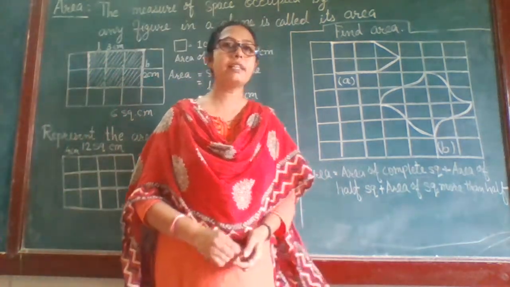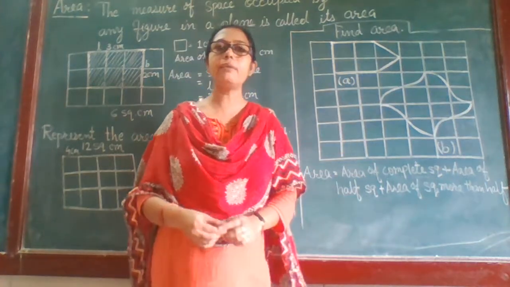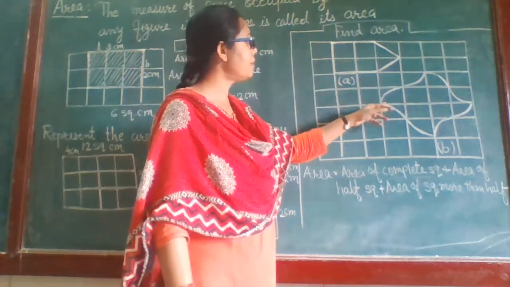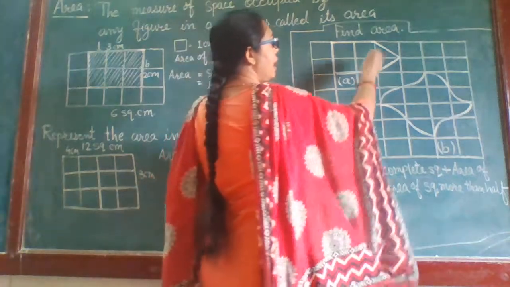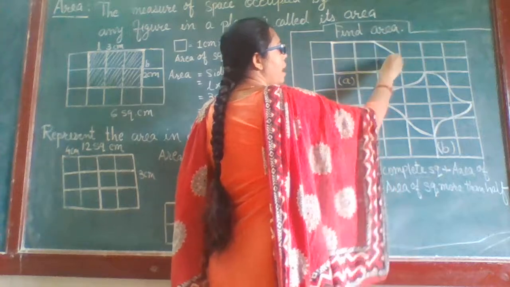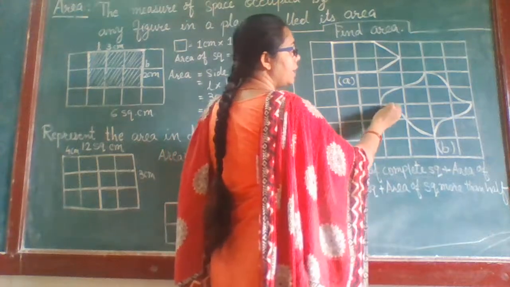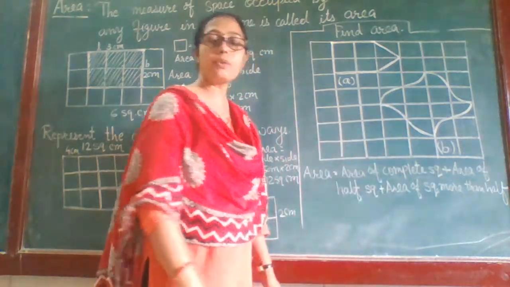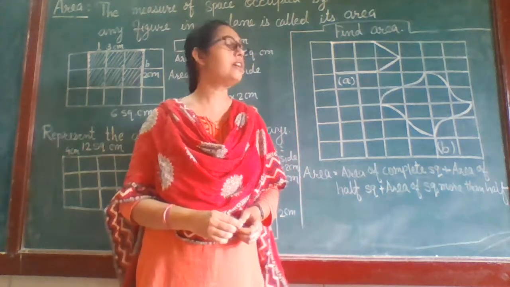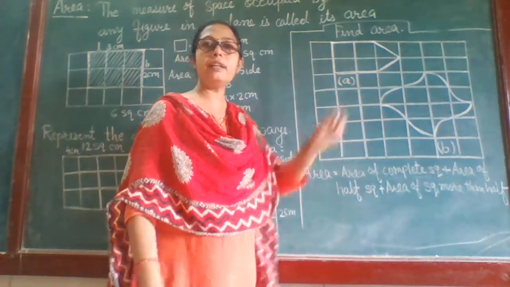So dear students, here on a graph paper, 2 figures are given to us and we have to find their area. See, here in the figures, we can see that the figures have occupied some full squares, some half squares, some more than half squares and some less than half squares. So how to find the area of a figure like this? So first of all, we find the area of figure A.